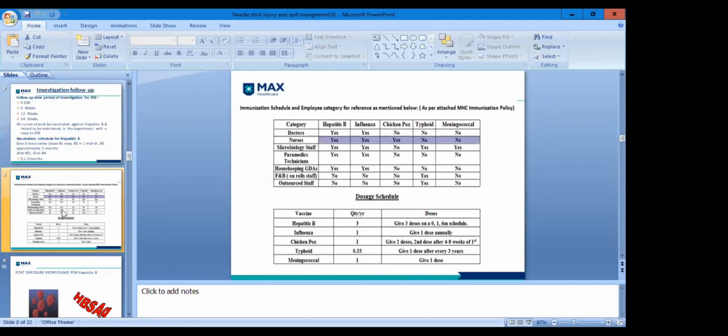In our hospitals, hepatitis B is given to doctors, nursing, microbiology, paramedics, and housekeeping staff. Only F&B staff is not enrolled here, and outsourced staff, whoever is coming on a locum basis, we don't involve them for hepatitis B. Then influenza is given to doctors, nursing, microbiology, paramedics, and housekeeping staff again.